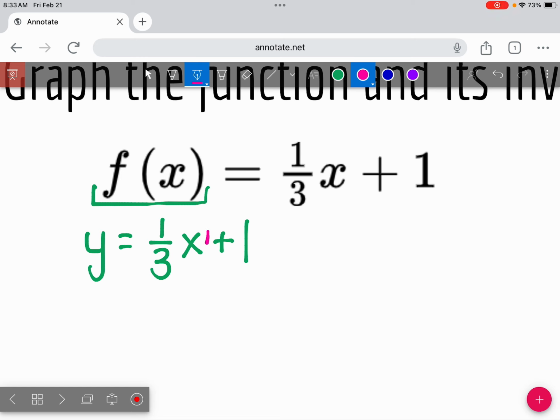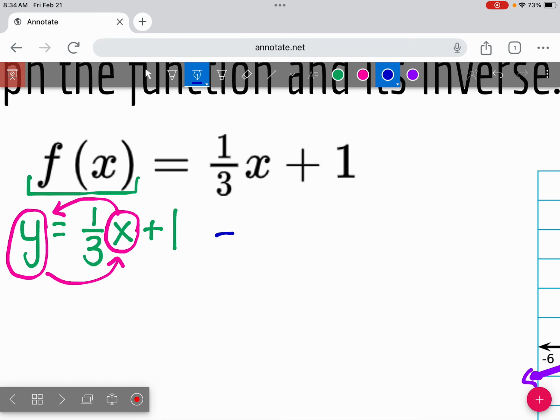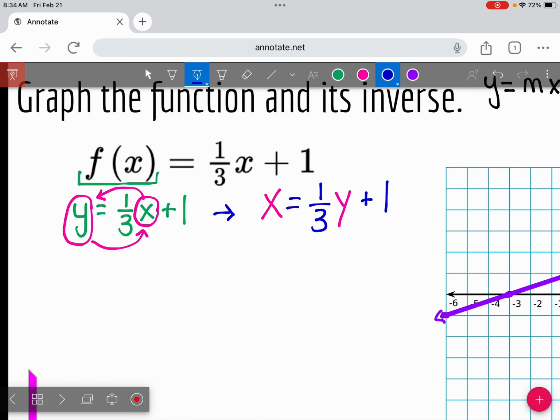Then we're going to make our inverse. This is where I take my x and I take my y, and we make them change places. So my inverse, when we write that, this is the step that makes the inverse, is our x equals 1/3 y plus 1.